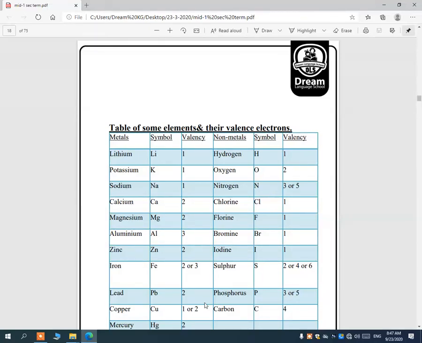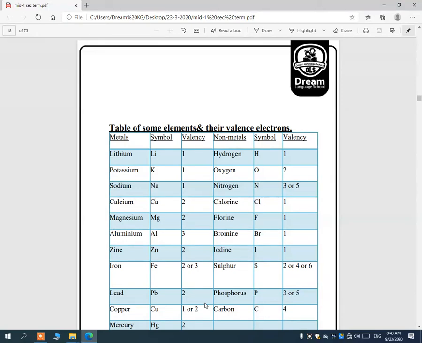First, lithium. The valency of lithium is 1. Instead of saying the valency of lithium is 1, you can say lithium is monovalent. What is meant by monovalent? Mono means 1. So lithium has valency equal to 1, or monovalent. Next, potassium. The valency of potassium is 1 or monovalent. The valency of sodium is 1 or monovalent.